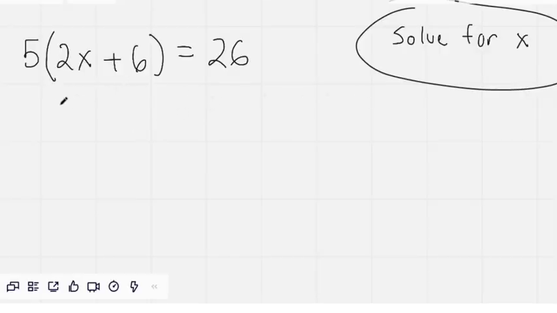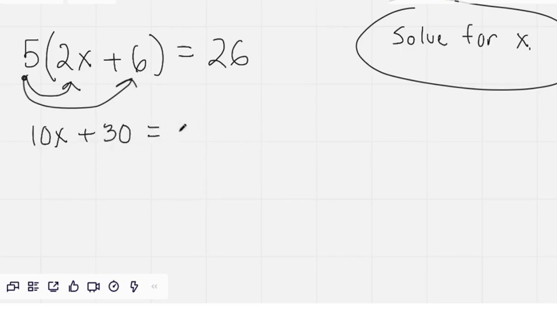Let's do this one. This one's a little bit more complicated because now we have to solve for x. We didn't really go over this on our channel, but we'll get to it later: linear equations, solving for x, slopes, and etc. But I'll just give you a brief overview. The same thing applies. Distribute the 5 over here. So 5 times 2 is 10, so it's 10x, where x is the variable, plus 5 times 6, that is 30, equals 26.